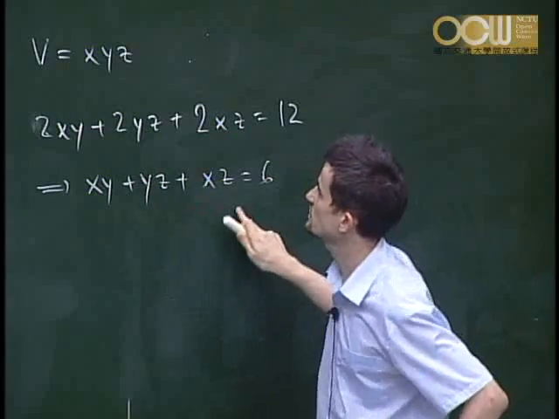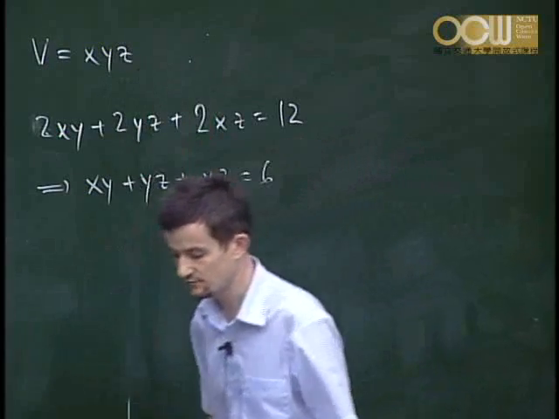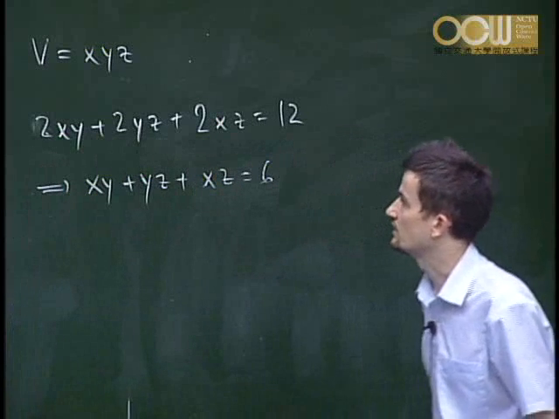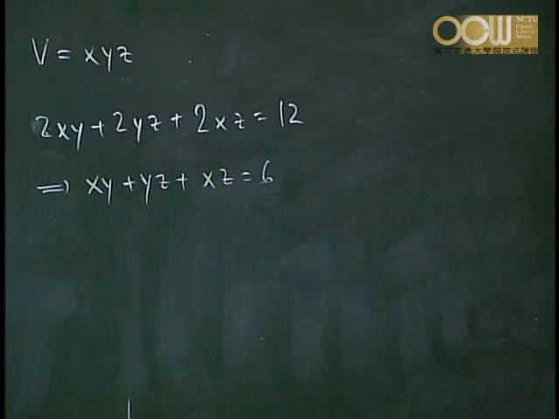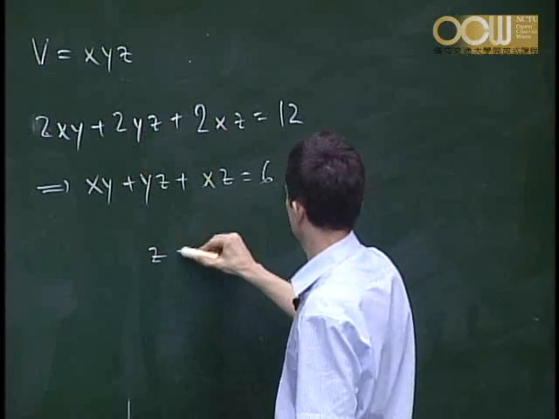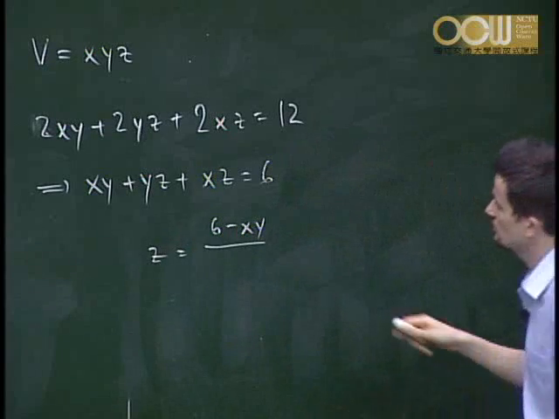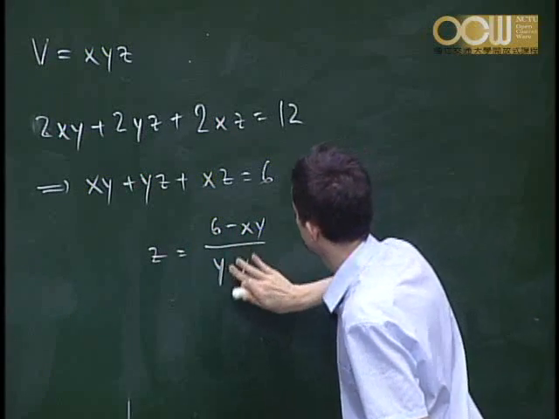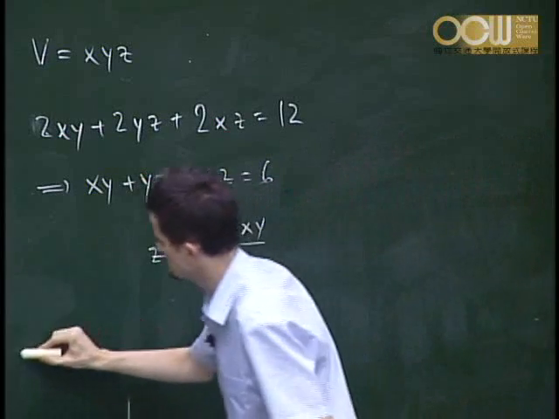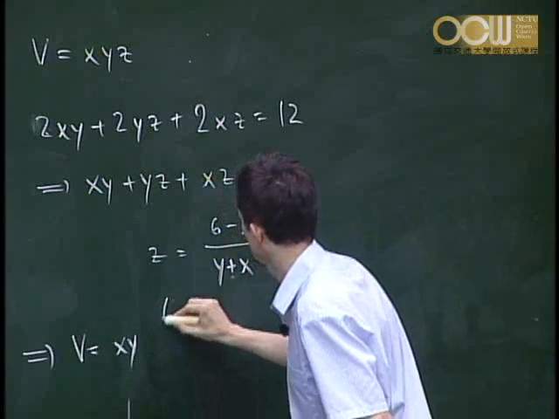Using this condition, we can get rid of one of the variables, but we are still left with a function of two variables. But this is no problem, because we now know how to discuss extreme values of functions of two variables. So the first thing is we get rid of, let's say, z. Then we have z equals 6 minus x times y over y plus x. Now we plug this into the original function, x times y.